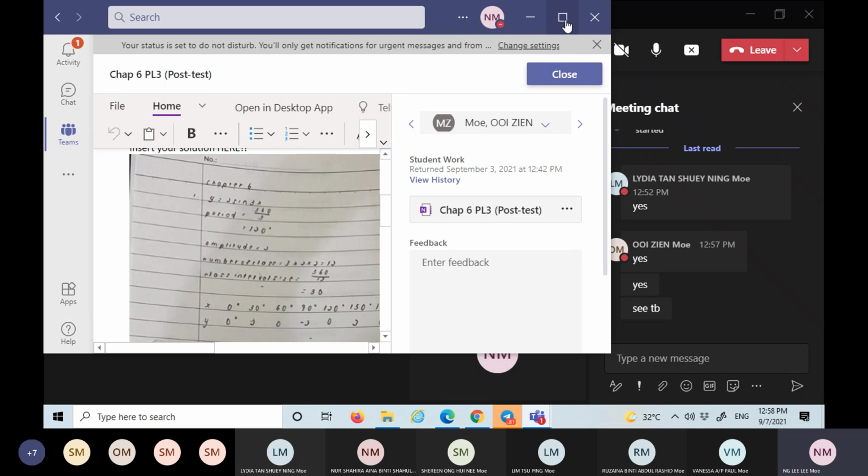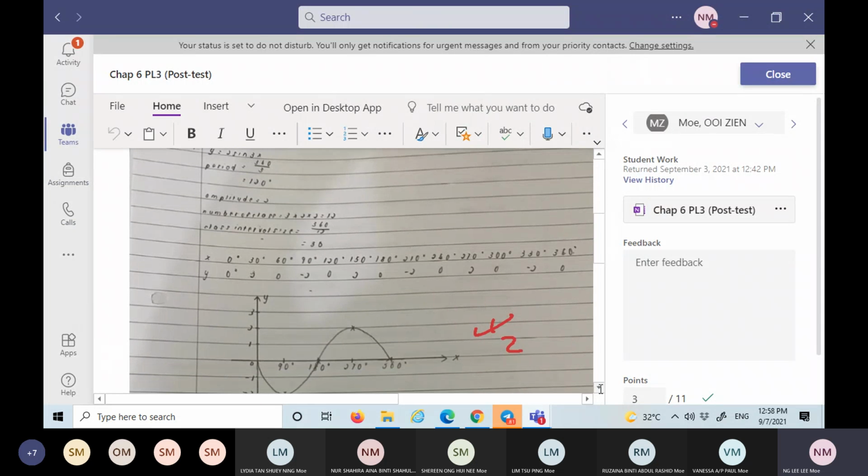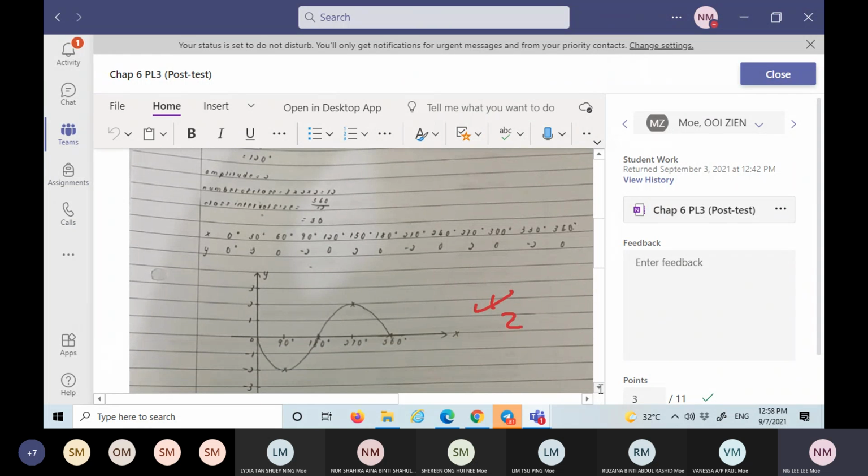Ayo, then why you don't want to use my way? My way is easier. I don't know why you still have a mistake. 90 is -2. 180 is 0. 120 is somewhere here. 180 is 0.